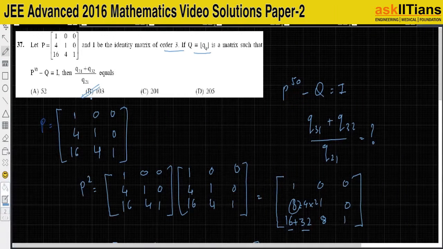This was a single choice correct question. There was just a pattern that you needed to observe, and then the question was over. So it was not a very difficult question, right? It could have been solved in JEE.